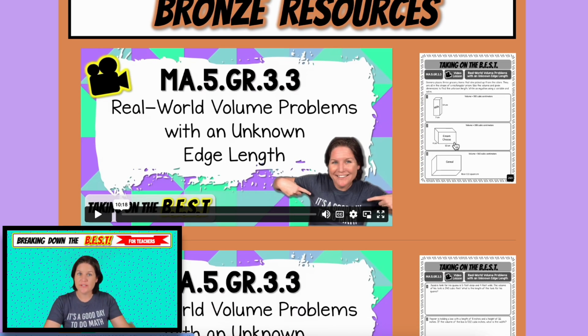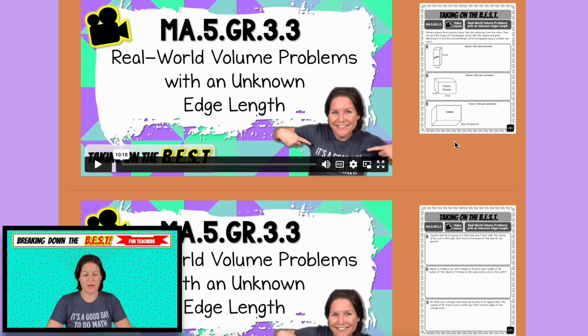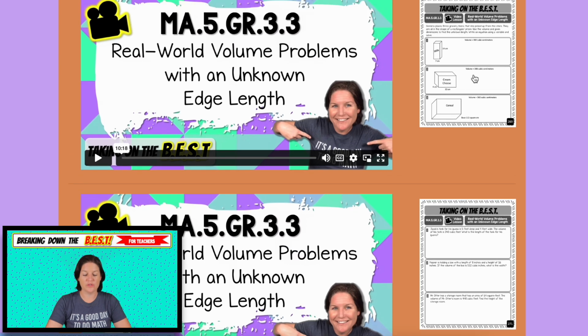These are the video lessons and the printable student guides, so students can watch the videos and take notes. Let's see what the topics are. We've got real-world volume problems with an unknown edge length. Some more real-world problems with an unknown edge length, but here you can see we have visuals in the first one, and we do not have visuals in the second one.